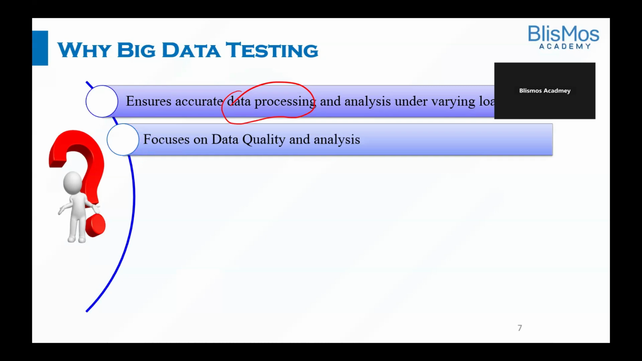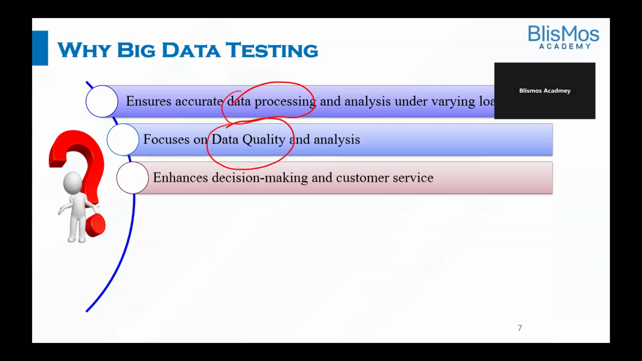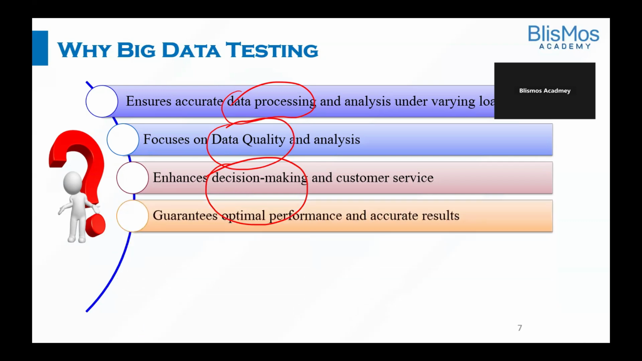Obviously, while we are performing the big data testing, the focus is on the data quality. If the quality of the data is not correct, then we will not be able to take the correct management decisions. Then it guarantees the optimal performance and accurate results. Because if you don't do the big data testing, you may end up having issues in the future. That is the reason it ensures the optimal performance.